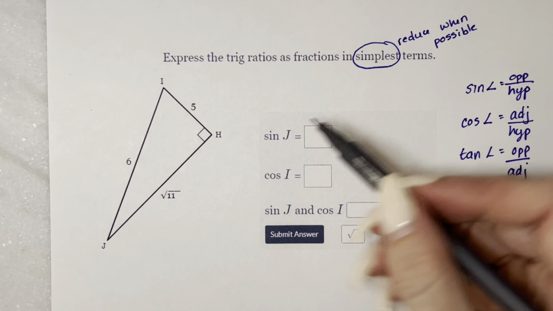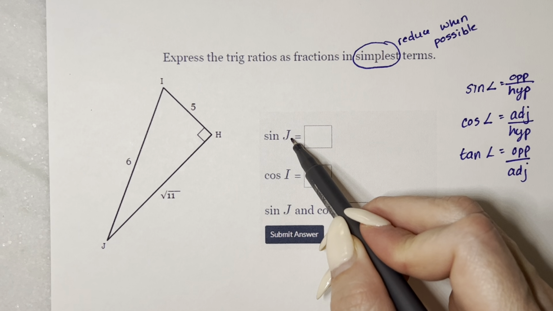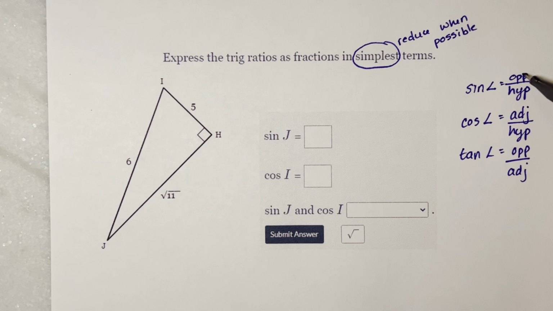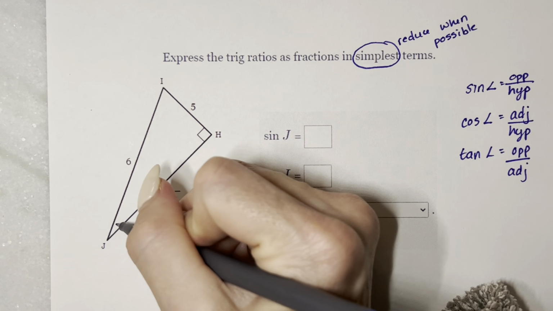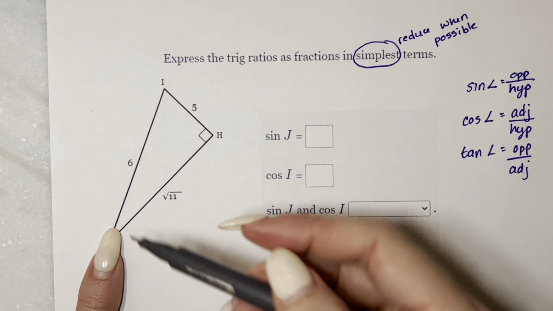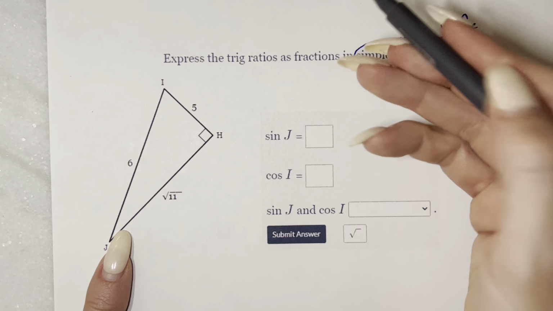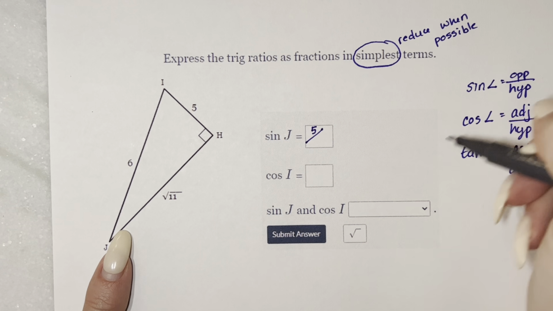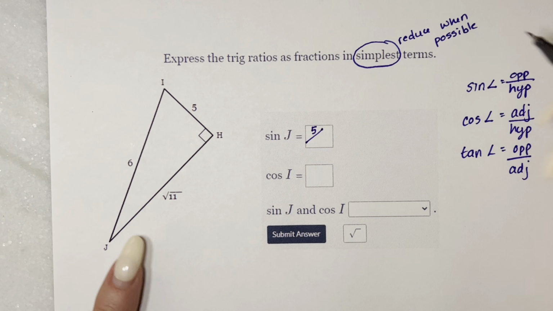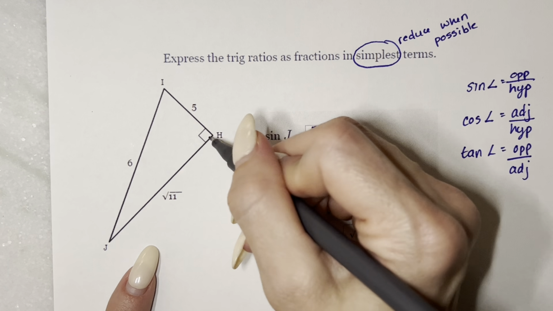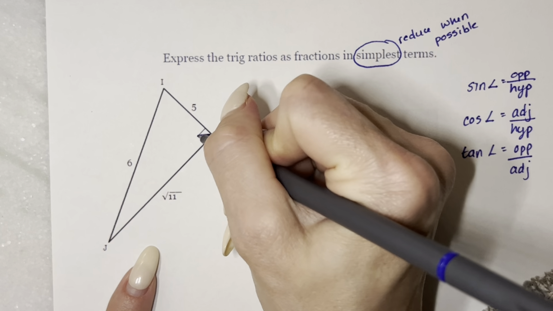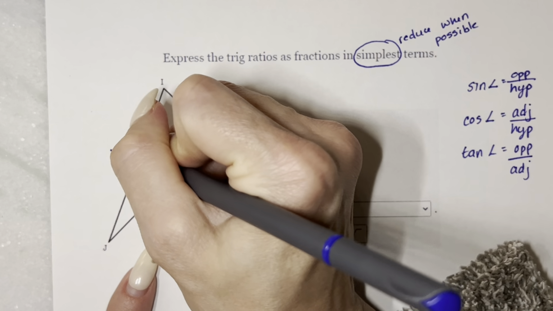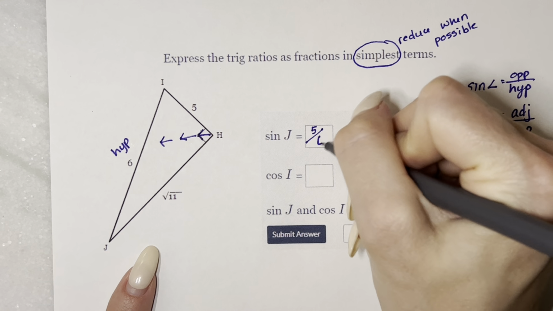So in this case, if they said, what is the sine of J? The sine of J is going to be the opposite side from J. So if this is angle J right here, the opposite side is 5. And then the hypotenuse, which goes in the denominator, is the side that's across from the right angle. If I turn the right angle into a little arrow, it always points to the hypotenuse. So that's going to be 6.